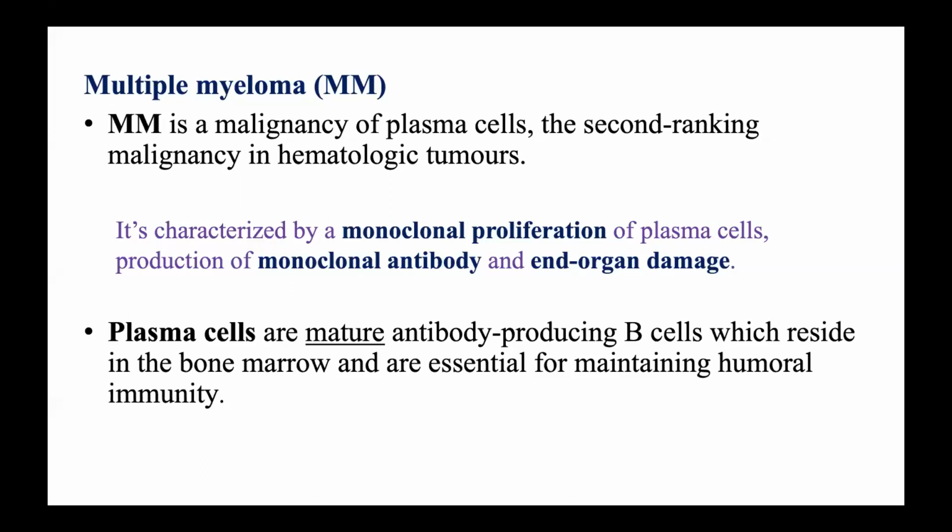One of the key underlying features that we're going to look at is its characteristics. Multiple myeloma is characterized by monoclonal proliferation of plasma cells. And with that, there is production of monoclonal antibodies, which leads to end organ damage. Now, we understand that plasma cells are mature antibody-producing B cells, and they are found in the bone marrow. They are essential in adaptive immunity.